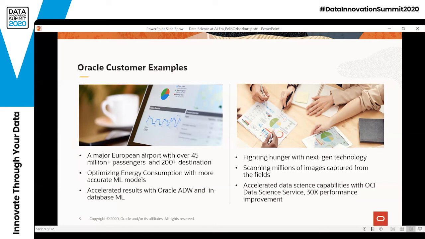Another example is from agriculture. Agroscot is an agriculture company, and they are fighting hunger with next generation technology. What they do is they fly drones over the fields, and they get the images from the drones and analyze those images to understand the quality and decide what action should be taken before it's getting too late. And in order to do that, they decided to use Oracle Data Science Service with AutoML and accelerated data science capabilities, and that brings 30 times more performance while doing those image detection related analyses.